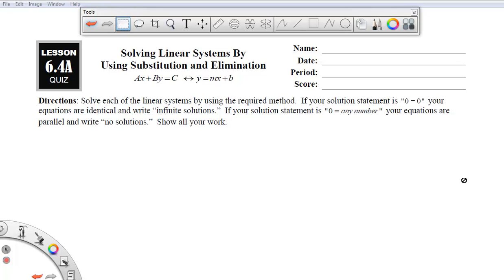Secondly, if your solution statement is 0 equals any number, your equations are parallel and write no solutions. We know that 0 equals any number, it doesn't matter what that number is, is a false statement. If we have a false statement, that means we have parallel lines, and so they never cross, so there won't be a solution. So make sure that you show all your work.